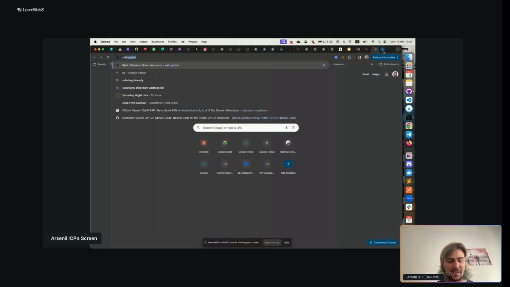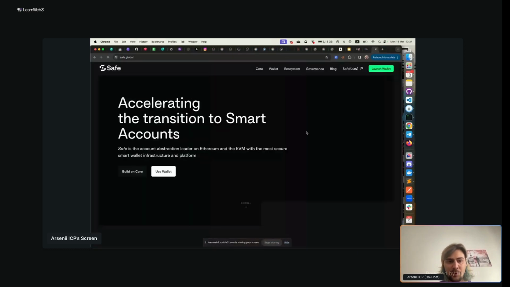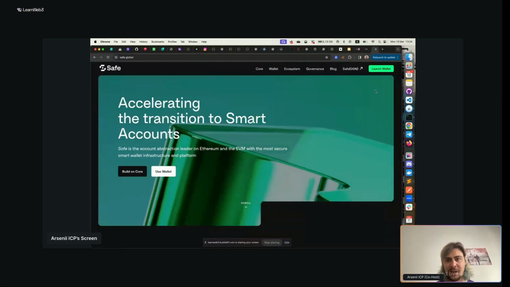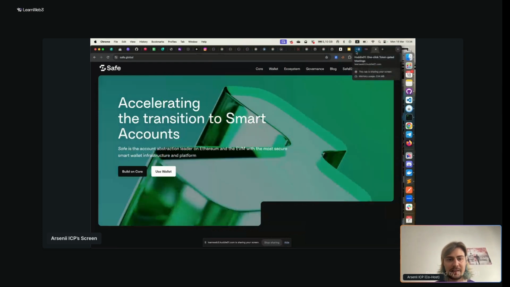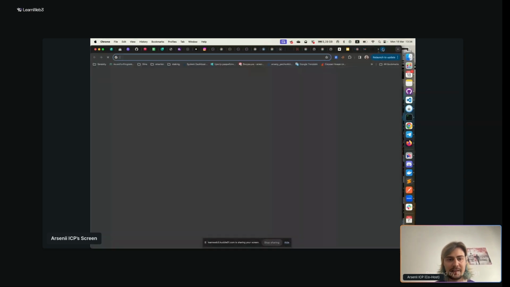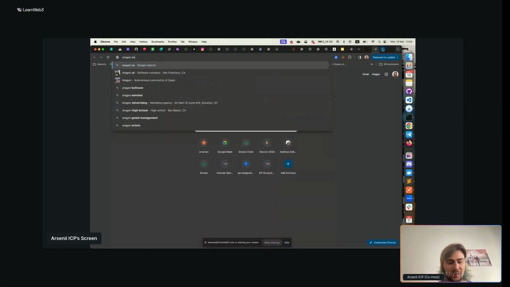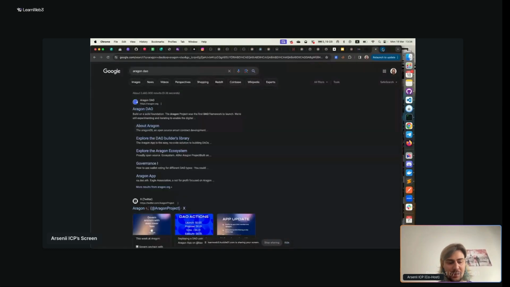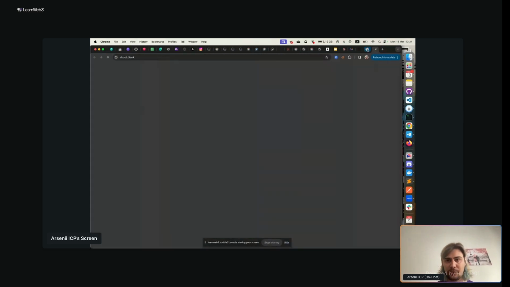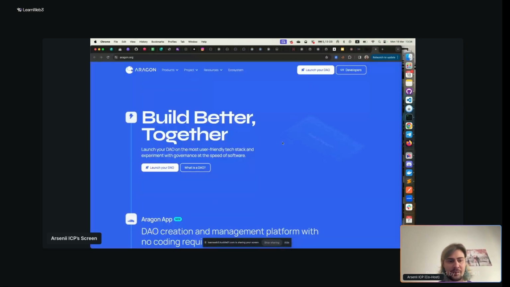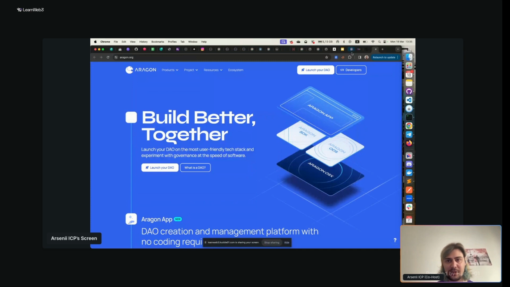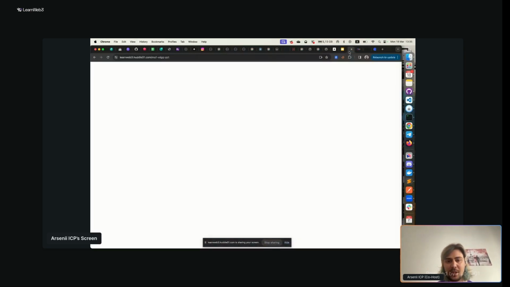For example, you can take Safe, with a popular multisig account, and make some kind of analog on the ICP. We also lack DAO constructors, so you can take Aragon, the most popular DAO constructor on EVM chains, and make something similar on ICP.